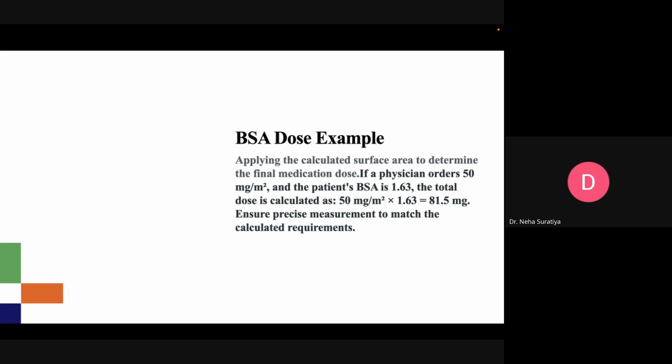First, identify what BSA is, and whether it is required for the patient or not. If you have height and weight, calculate BSA, body surface area. Once you have BSA, multiply it by the prescribed dose, then you will have an appropriate dose. Then cross-check it with the prescription. Sometimes you will find a match, sometimes you won't.